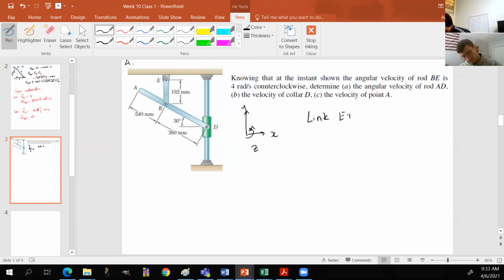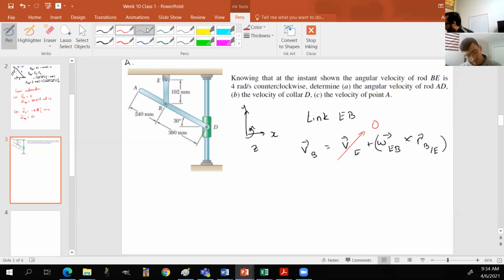So looking at link EB, I can say that the velocity of the point B at this particular instant is equal to the velocity of the point E plus omega EB, which is given to me in the problem, crossed with R of B relative to E, like that, right? So in this expression, what is the velocity of point E? Zero. It's fixed, right? Doesn't move.